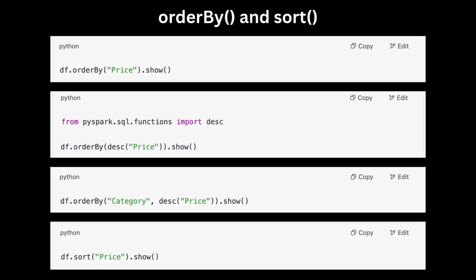For example, sort by category and then by price. This first sorts by category alphabetically, then within each category, it sorts by price in descending order.